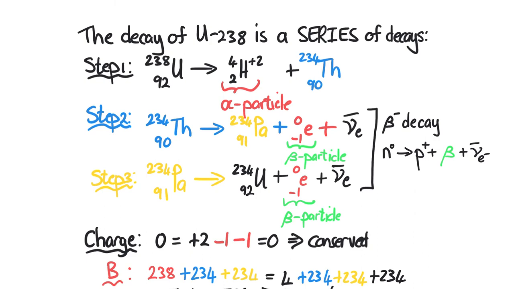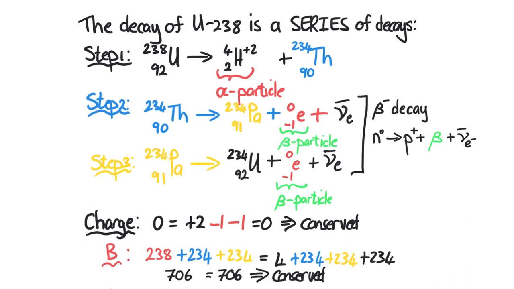So if we now look at all three of these processes, and we look at the charge, we see that the charge is conserved. We started off with a neutral atom. We produced an alpha particle, which is +2, and 2 negative electrons, or beta particles. And so 0 equals 0, which implies that the charge is conserved. Charge cannot just disappear into the ether, as it were. So we have to be able to account for it.